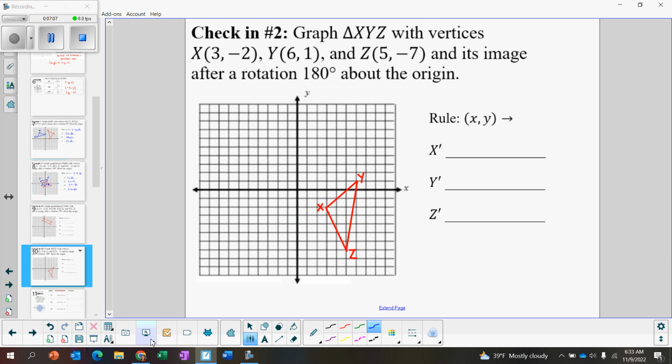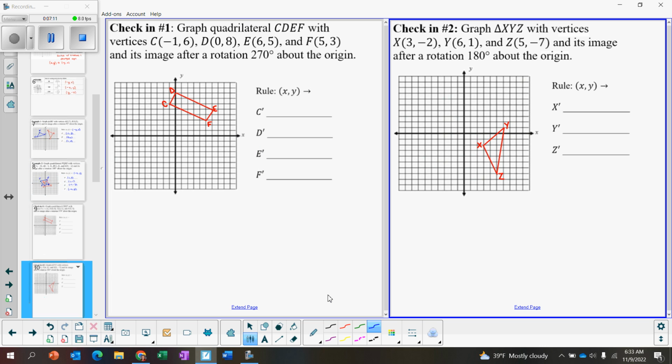So you're actually going to try the next two. All right, pause it, and when you're ready to see the answers, hit play.